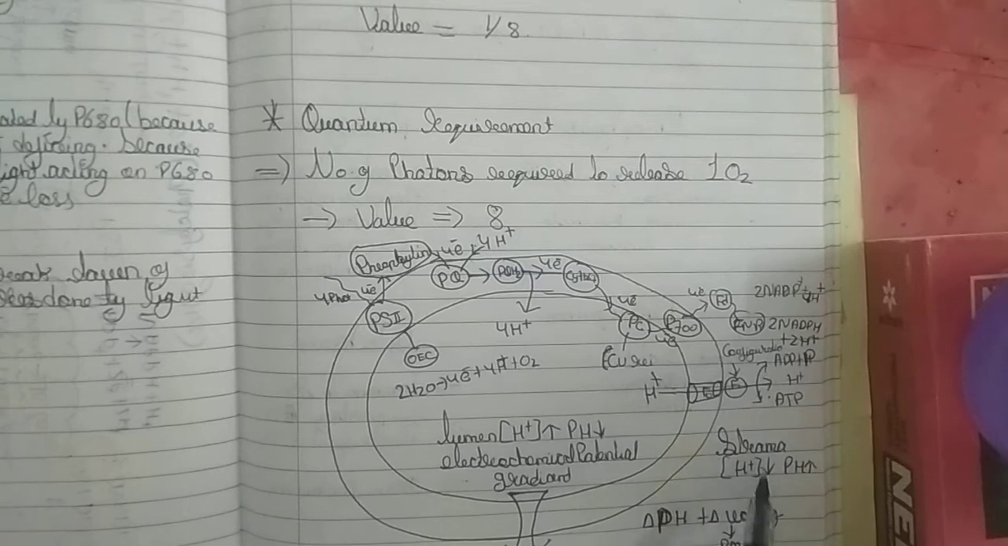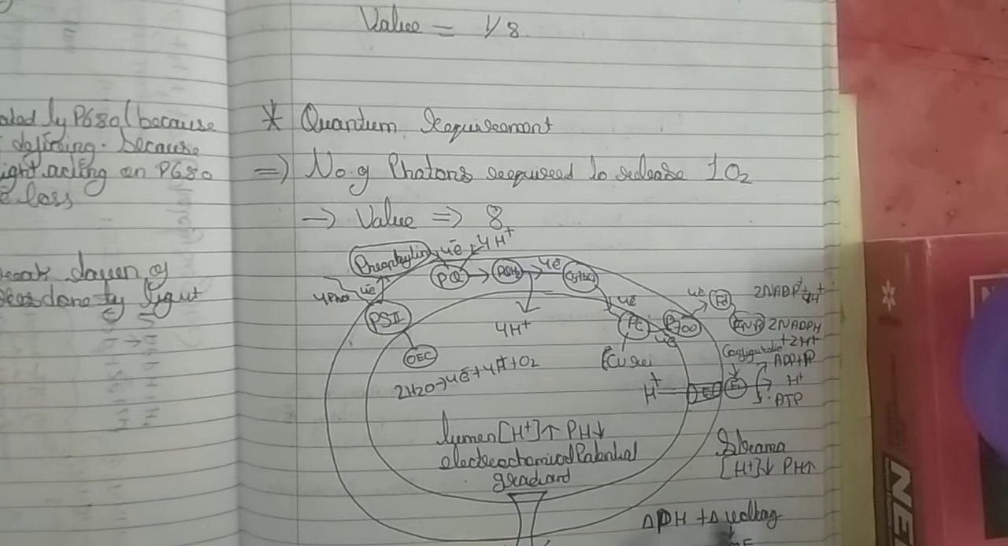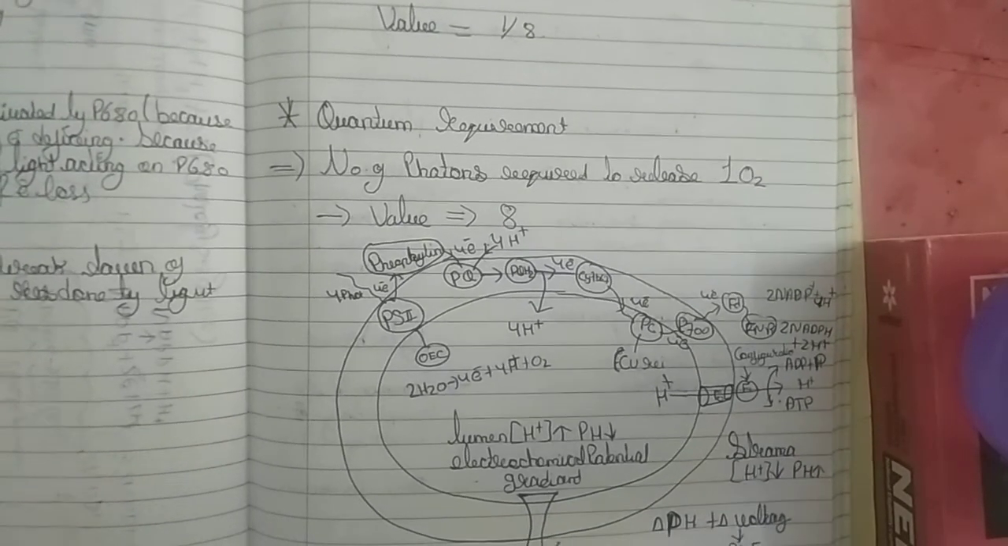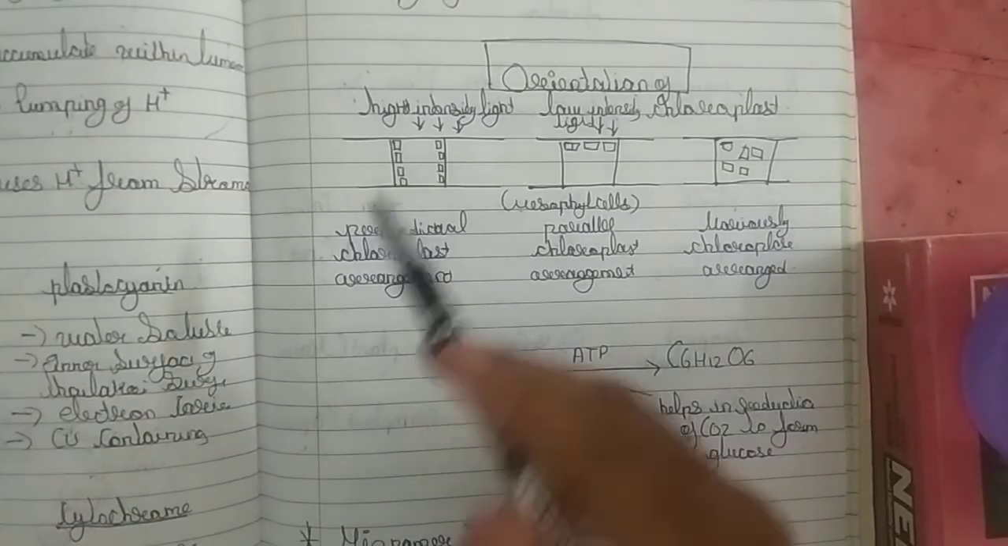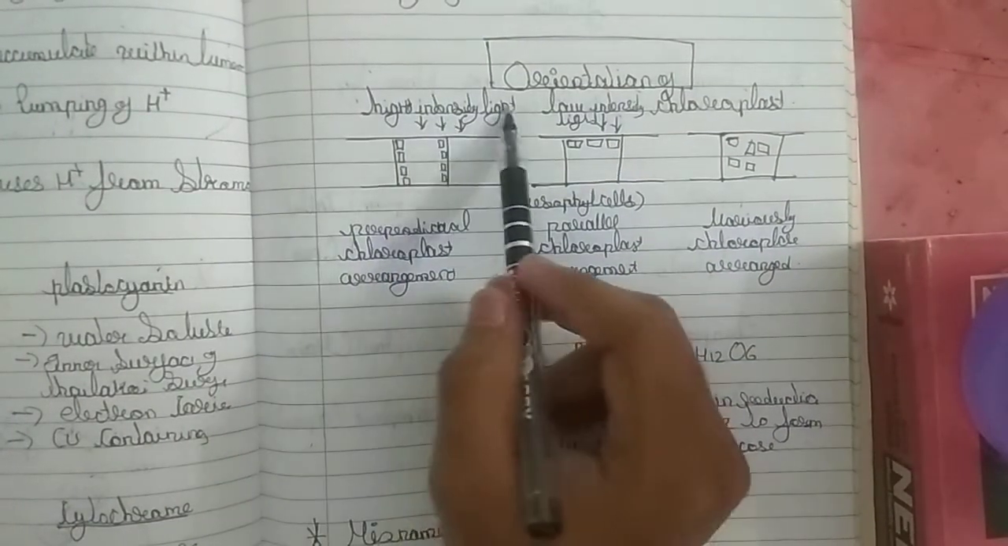Here the concentration of the H plus becomes low. That's why there is a voltage difference, due to which the proton motive force is developed.